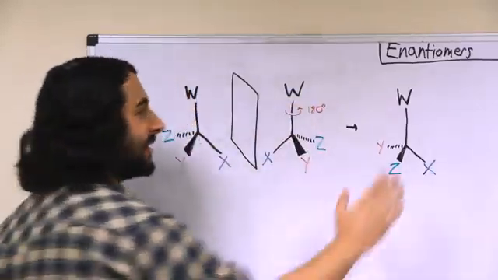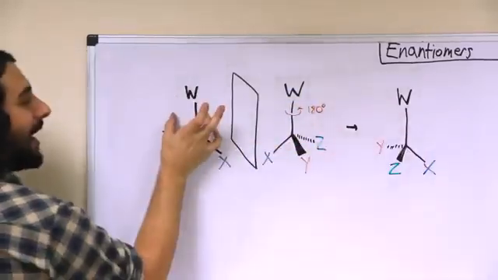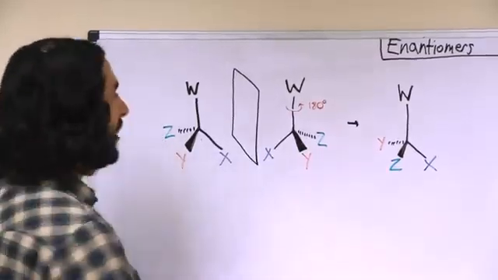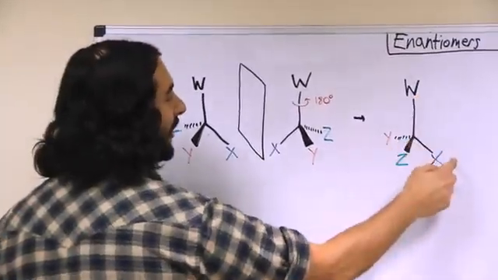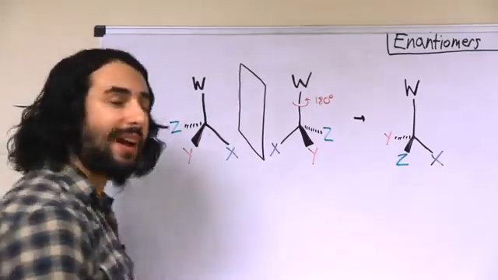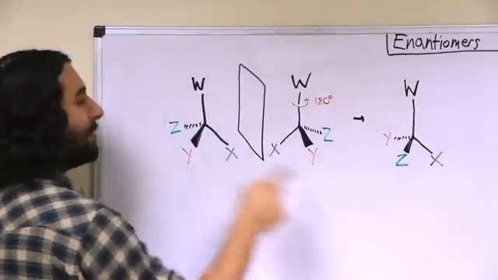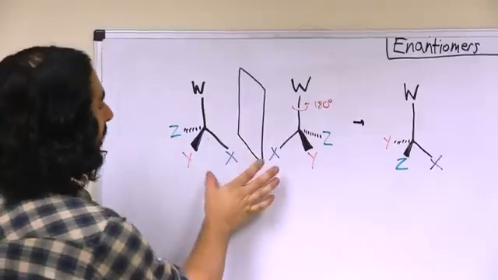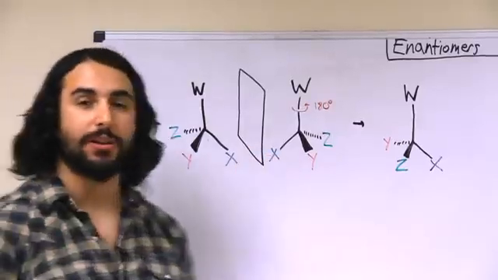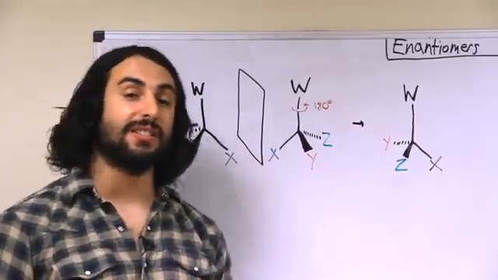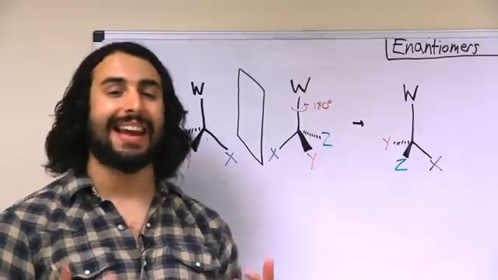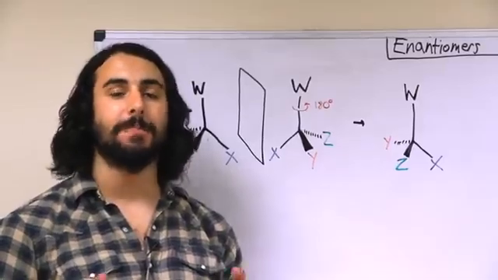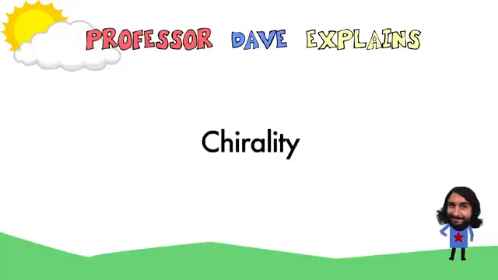But the problem is, if we try to take this and put it on top of that, not all of the atoms are going to overlap properly. So the W, the central atom, and the X, those would overlap just fine, but you'd find that the Y would be on top of the Z, and the Z would be on top of the Y. Therefore, this molecule and its mirror image, which are two distinctly different molecules, are enantiomers of one another because they are non-superposable mirror images of one another.